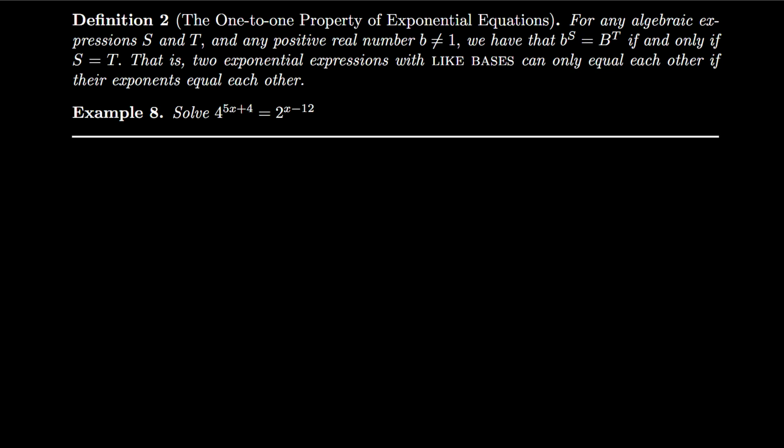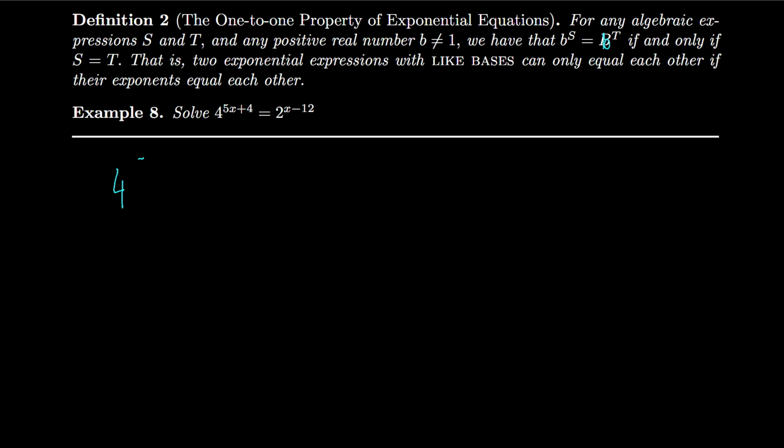So for any algebraic expressions s and t, and any positive real number b not equal to 1, we have that b to the s equals b to the t if and only if s equals t. That's it. That's all that it is. And you may as well pretend like that was a lowercase b. That is, two exponential expressions with like bases can only equal each other if their exponents equal each other. That's it.